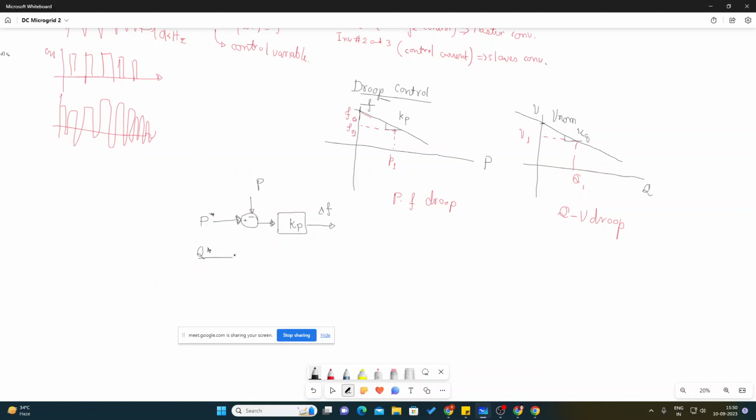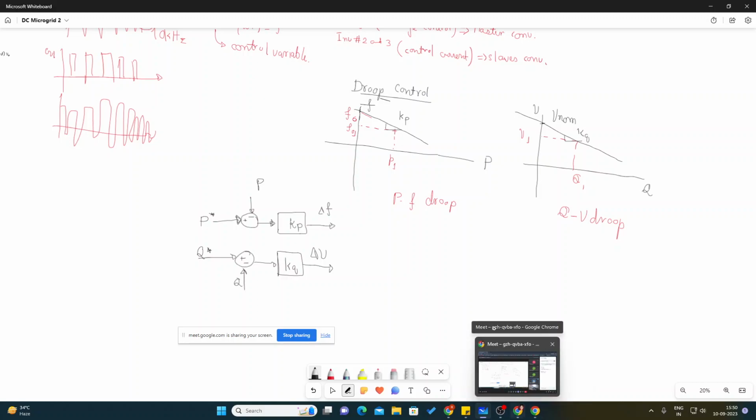Similarly, clear? Any doubt in this implementation? Hello.